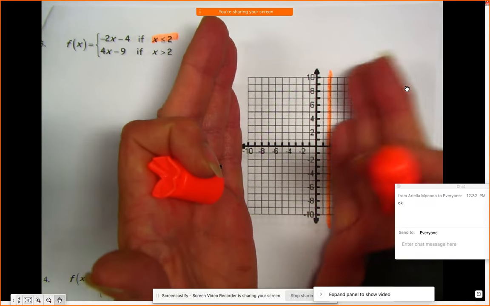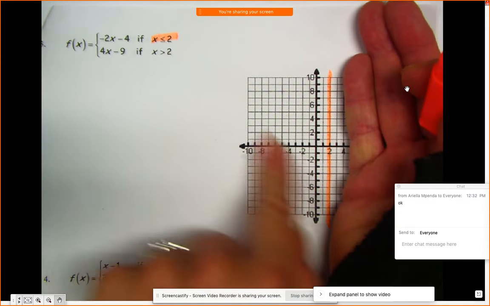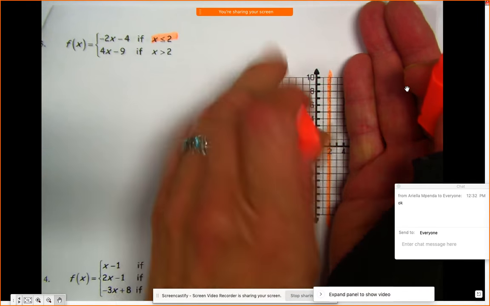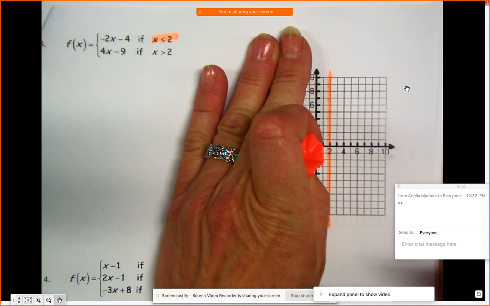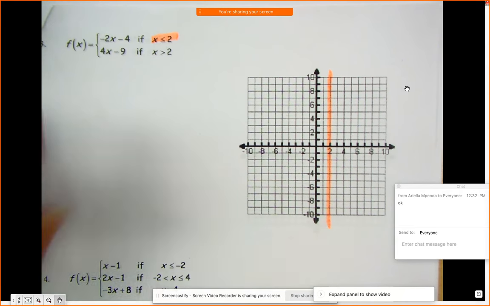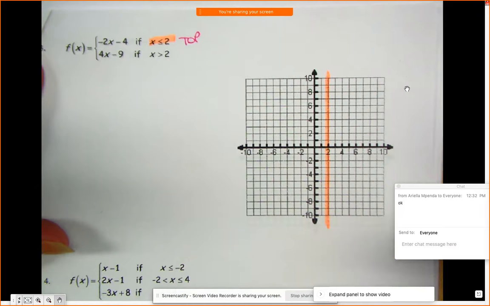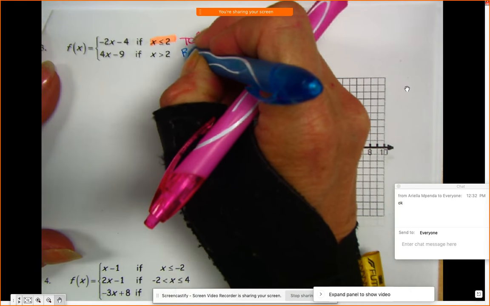Somebody gets to live over here. There's a graph on this side that's going to go up to that boundary line, and then there's going to be a graph on this side. Okay, so we have two sides here. I'm going to put pink on the top, and I'll do blue on the bottom.